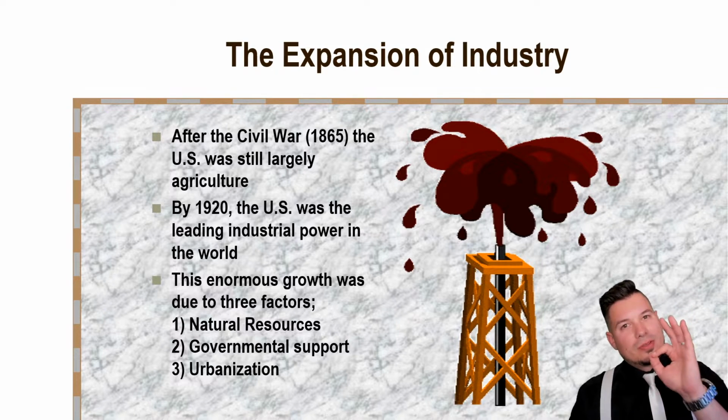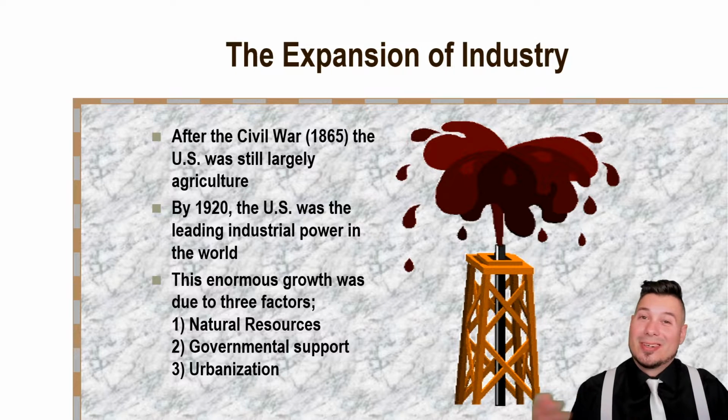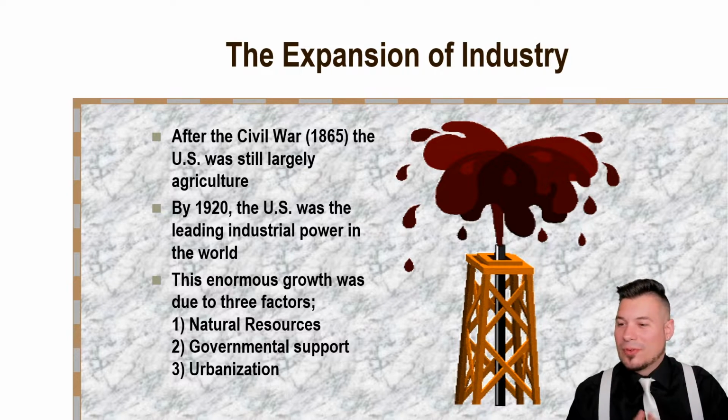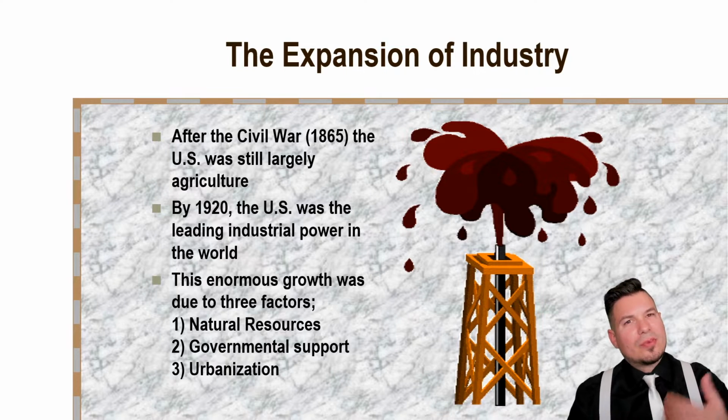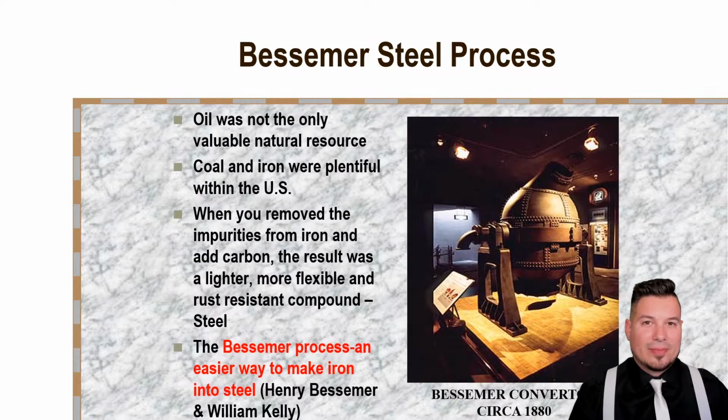The enormous growth really was down to three factors. We're going to talk about them all a little bit more in depth throughout this. First is natural resources. We're going to have so many more natural resources at our disposal, especially a big one, as you can see here, oil. The second one is, of course, governmental support. We're going to see there's going to be reforms that go on throughout this whole era as well, and these reforms are going to be huge in helping the workers and helping industry expand. And third is urbanization. People are going to be moving to the cities. That's where all the jobs are, and we're going to see that especially during this era.